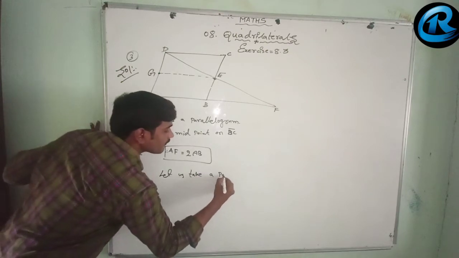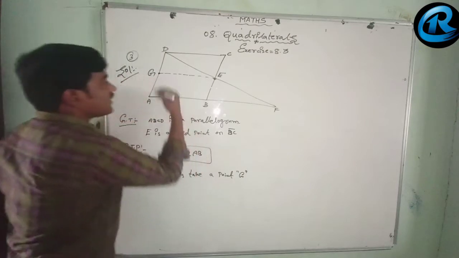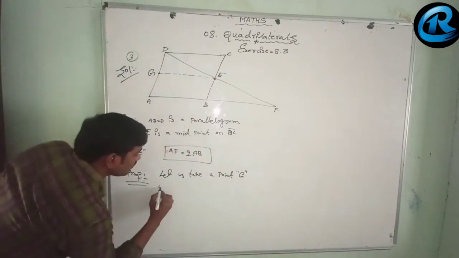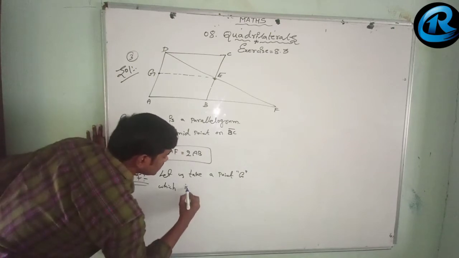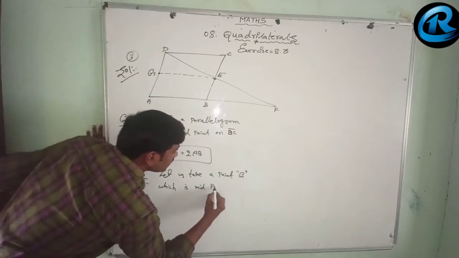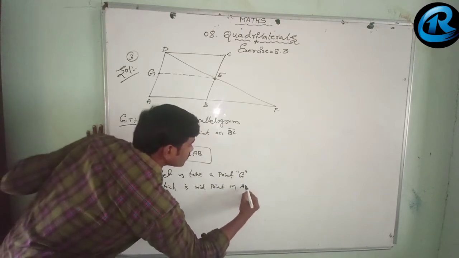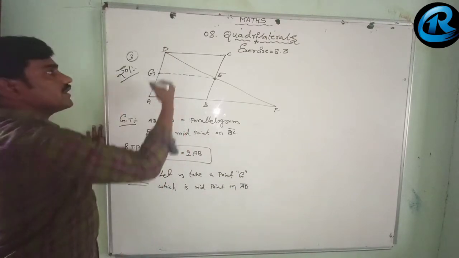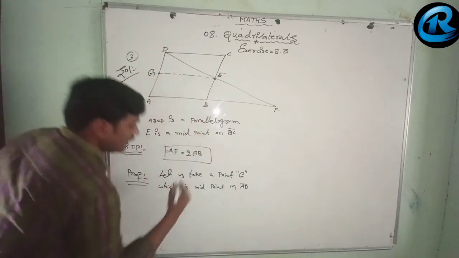Here let us take a point G which is the midpoint on AD. AD పైన G ని midpoint గా తీసుకుందాం. అప్పుడు ఏమవుతుంది? Join GE.